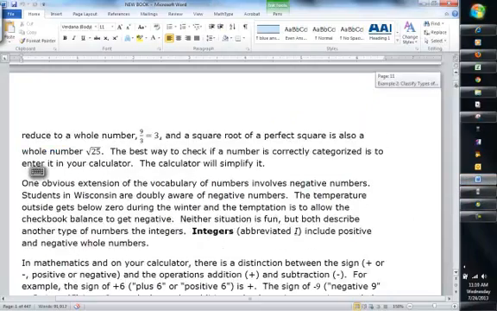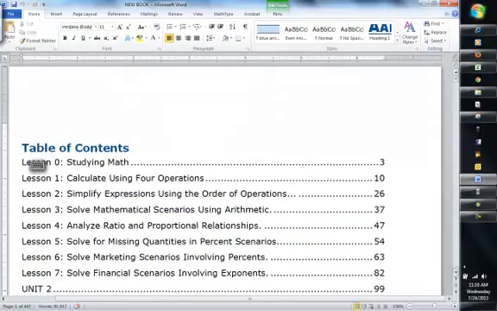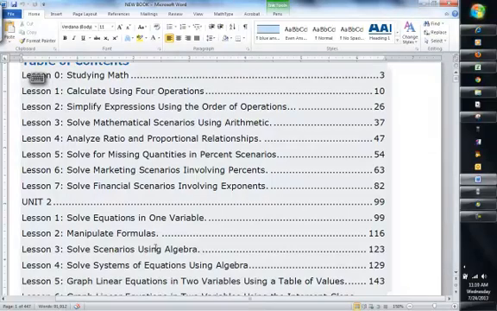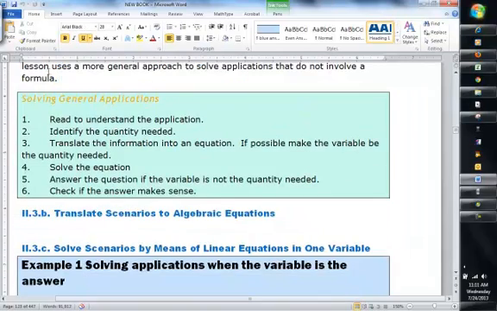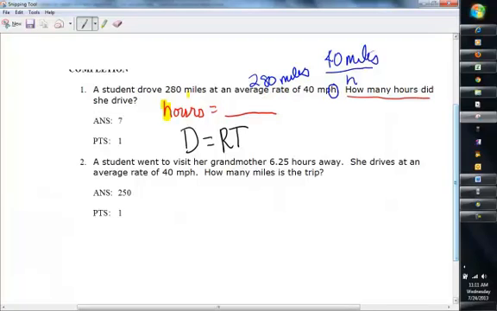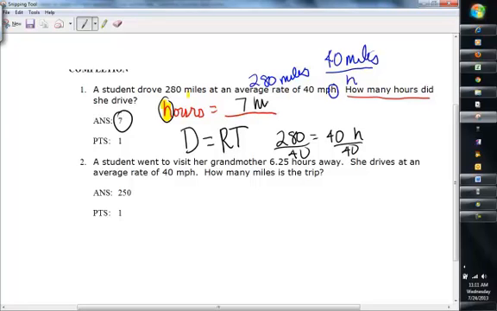Let's look at our problem-solving procedure and see if we can find, why is this not clicking? There we go. Here's the problem-solving procedure. So identify the quantity needed, translate the information into an equation. If possible, make the variable the quantity needed, and then solve that equation. So in this case, we've got time is in hours, distance is 280, equals 40h. Divide both sides by 40, and we get the time is 7 hours.